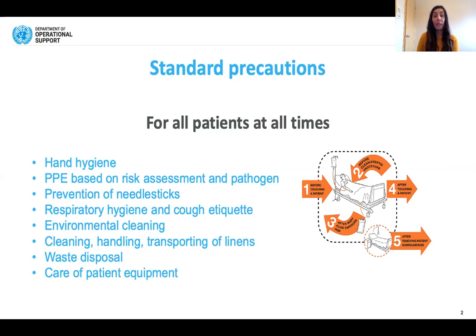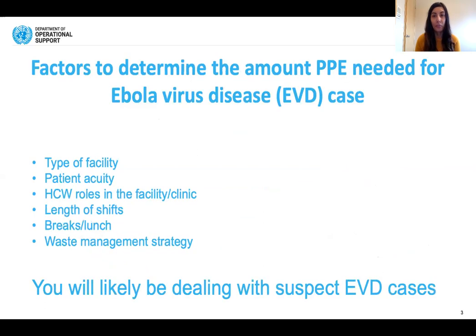Next is about the linens, in that we need to make sure they're clean, they're handled properly, as well as transported appropriately. Next is waste disposal, that also needs to be done safely, as well as the care of patient equipment. So if we have equipment that's reusable, such as a stethoscope, we want to make sure that we're cleaning it between patients, or else have a dedicated stethoscope for each patient, for example.